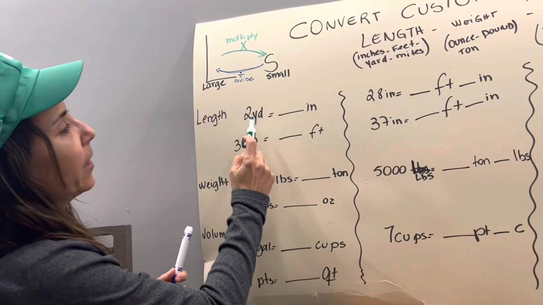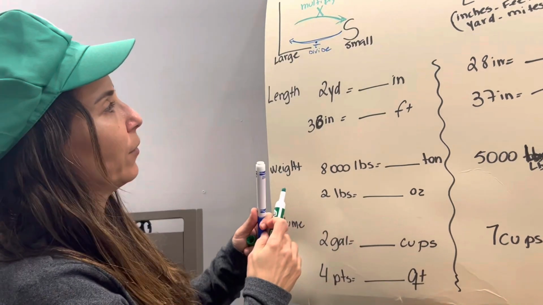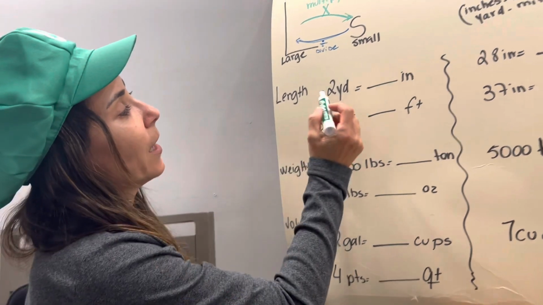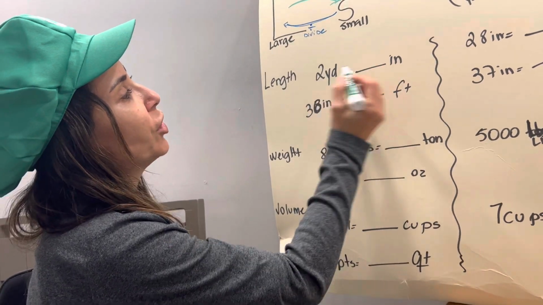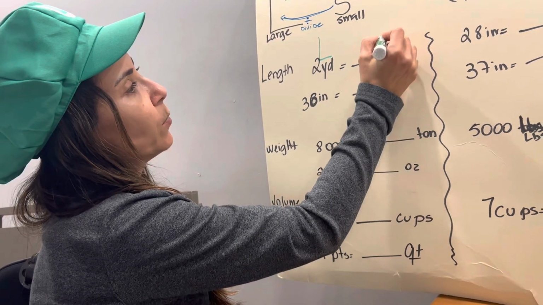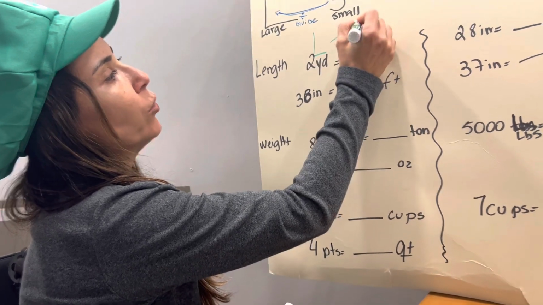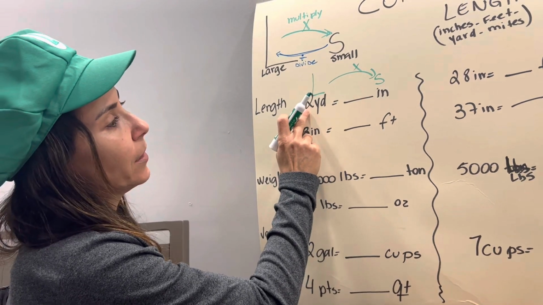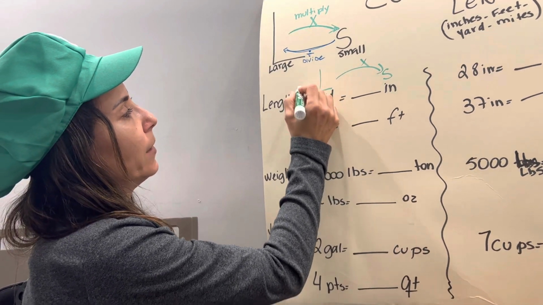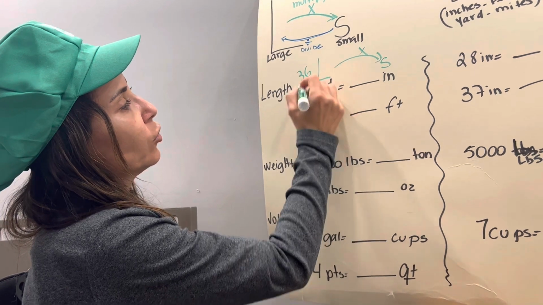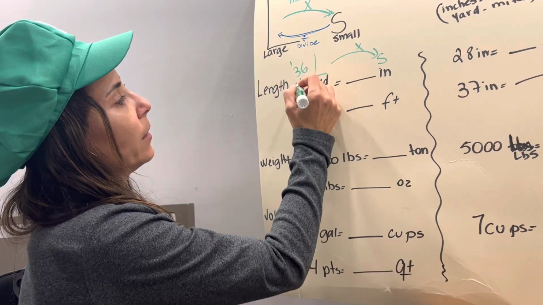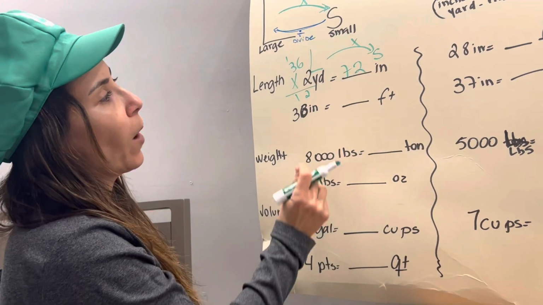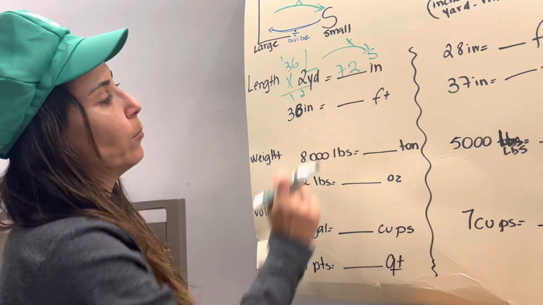On length, here I have yards, here I have inches. So in this case, the yard is the large going to the small, so I am going to multiply. As you know, in 1 yard, there are 36 inches. So I'm going to multiply this times 36. So my answer is 72. Why? Again, large to small, I multiply.